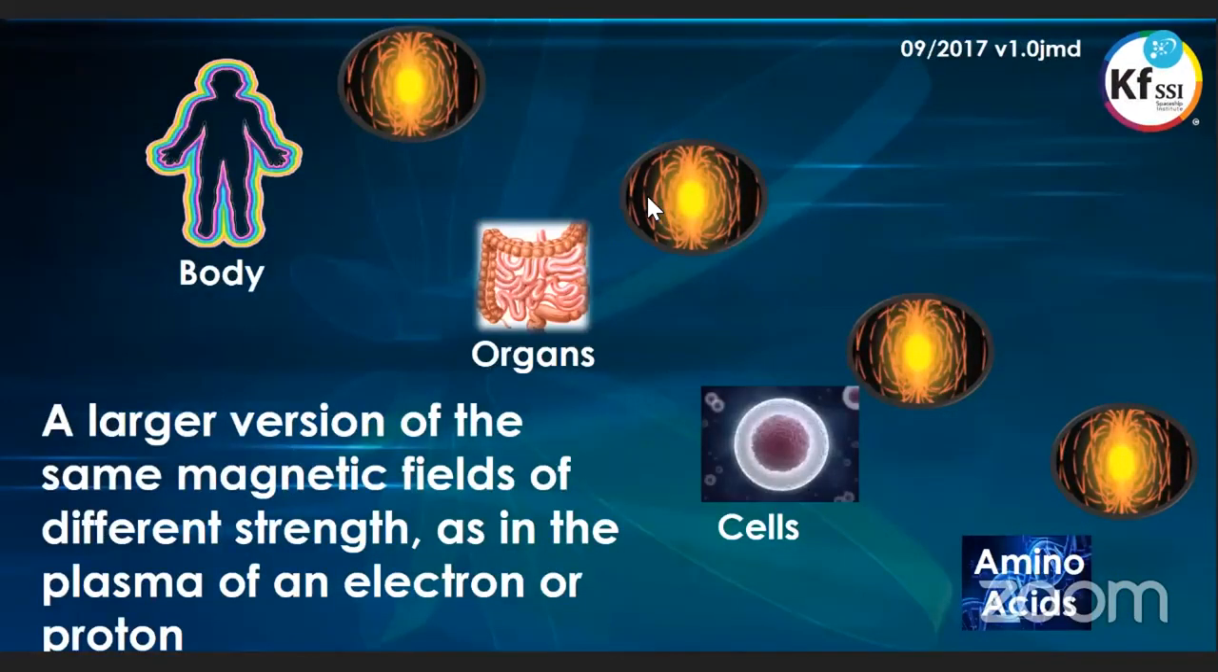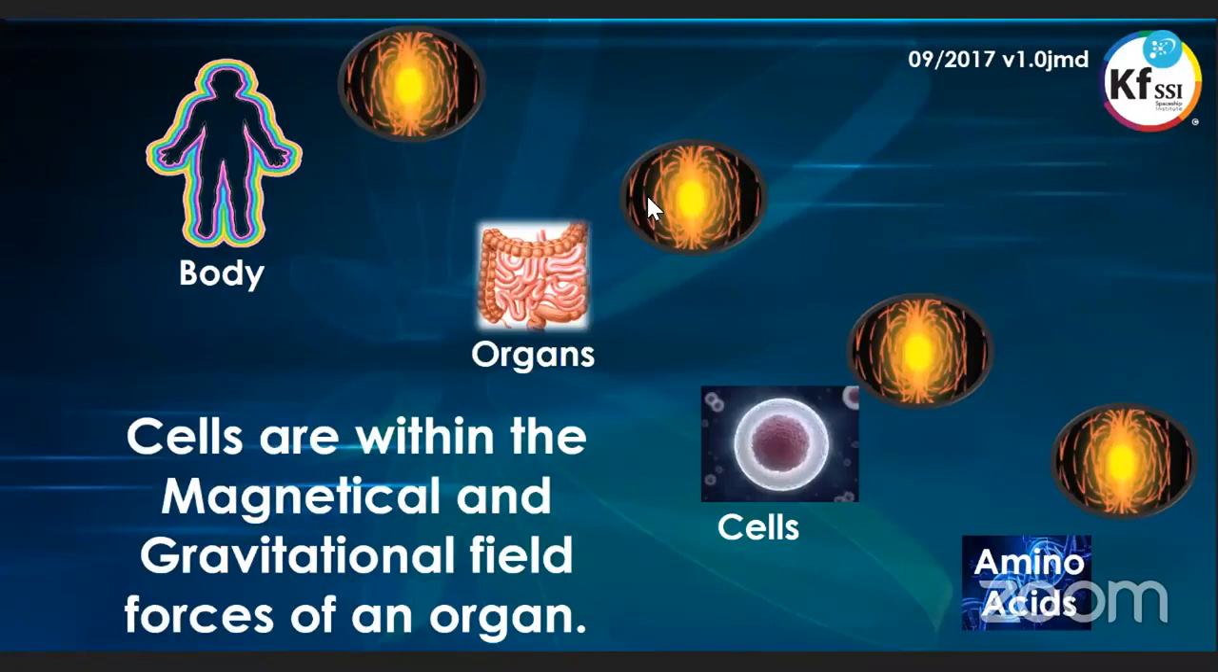We bring the same concept right back down to our bodies, when we look at our body and our organs and the cells and the tiny little amino acids. It's just the same, a larger version of the same magnetic fields of different strength as in the plasma of an electron or a proton. And then we can say the same, that the cells are within the magnetical and gravitational field forces of an organ. So hopefully with that you can understand how things all fit together, whether it's on a very large scale or within our body or any other organism.